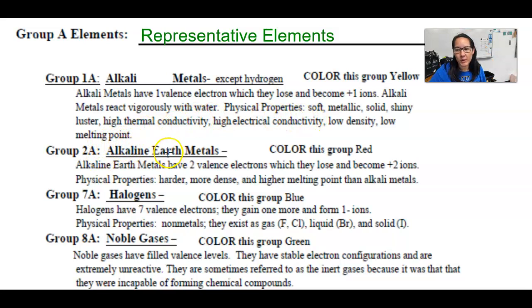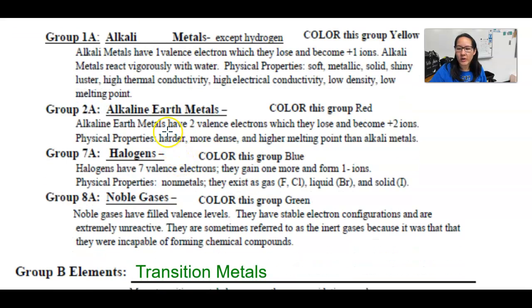Group 2A of the representative elements are called the alkaline earth metals. So alkaline earth metals have 2 valence electrons, which they lose and become +2 ions, and their properties are they are harder, more dense, and higher melting point than alkali metals.